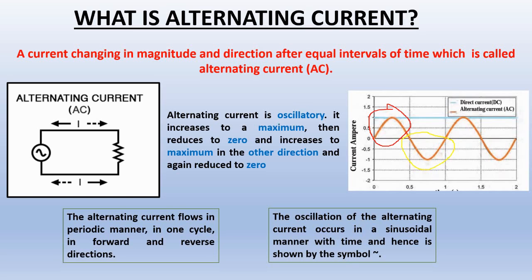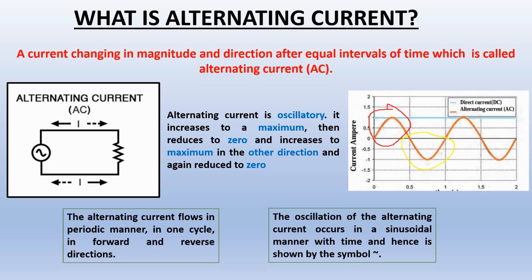We can see from the graph that the alternating current increases, reaches a certain maximum and decreases, and again it will repeat the same procedure in the opposite direction. So this alternating current is not stable. It is oscillatory. It increases to a maximum, then reduces to 0, and again increases to maximum in the other direction and again is reduced to 0. So here we can say that the alternating current is oscillatory. It changes in magnitude as well as direction after equal intervals of time.